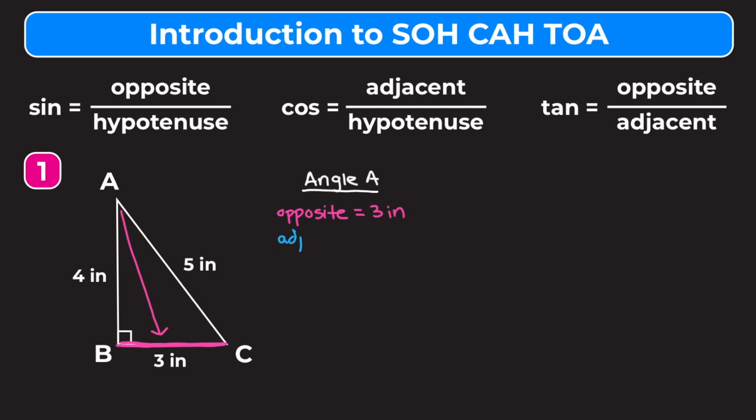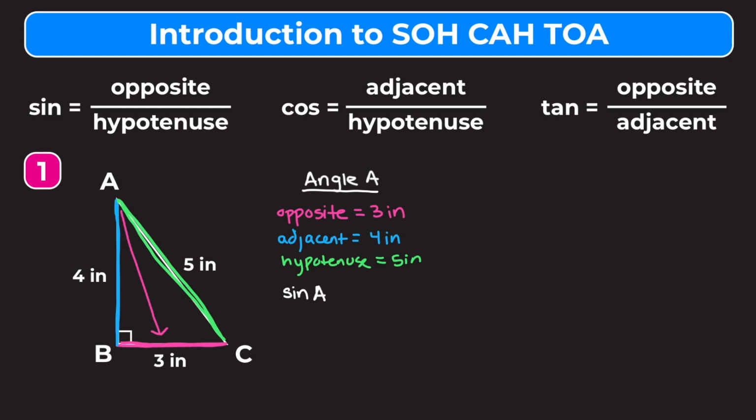Our adjacent side is the other leg, the leg that actually makes up angle A. So this leg, along with the hypotenuse, makes up angle A. So the adjacent side for angle A is 4 inches. And our hypotenuse is always across from the right angle. It is the longest side. So our hypotenuse is 5 inches.